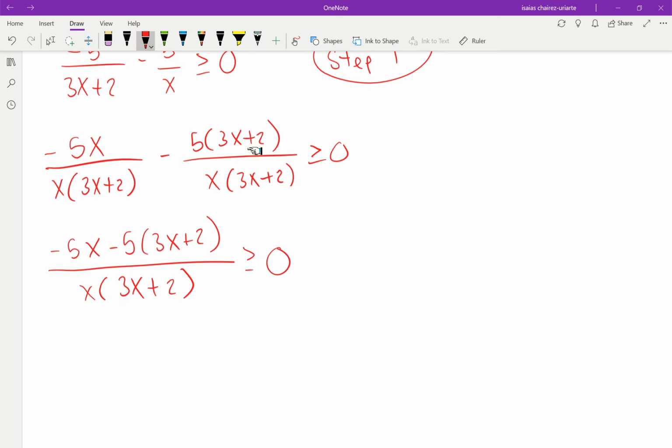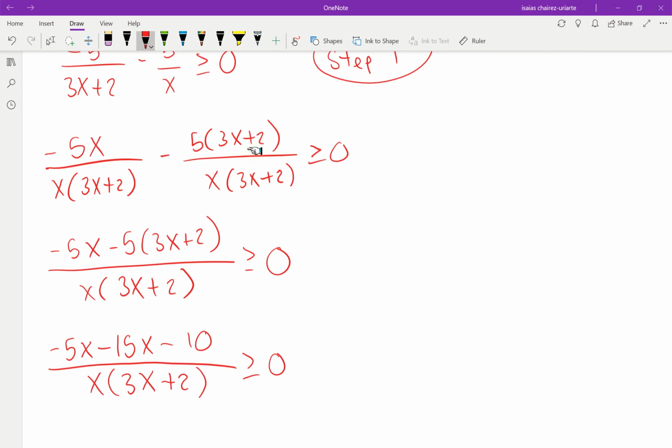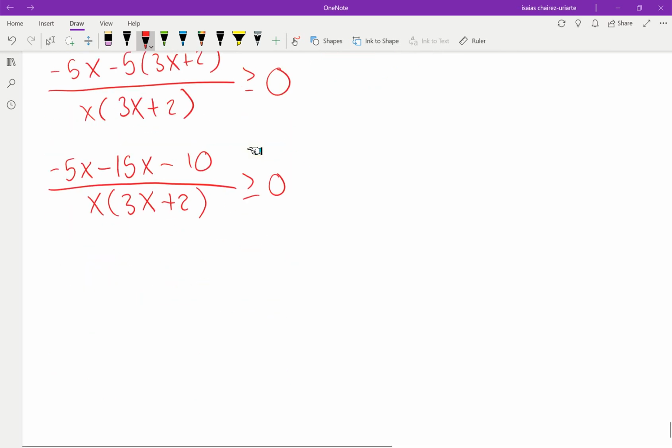Alright, so bigger than or equal to 0. Good. Now let me simplify this a little bit. So that's negative 5x minus 15x minus 10, and all of this over, I'm just going to leave it like this. I don't want to multiply out in the denominator. In the denominator, I'm going to leave it as is because eventually I'm going to have to set the denominator equal to 0. And right now that it's in factor form, that's already kind of good for me. I don't have to factor it later on. Okay, so let me just do one last step here. I'm going to say that this is negative 20x.